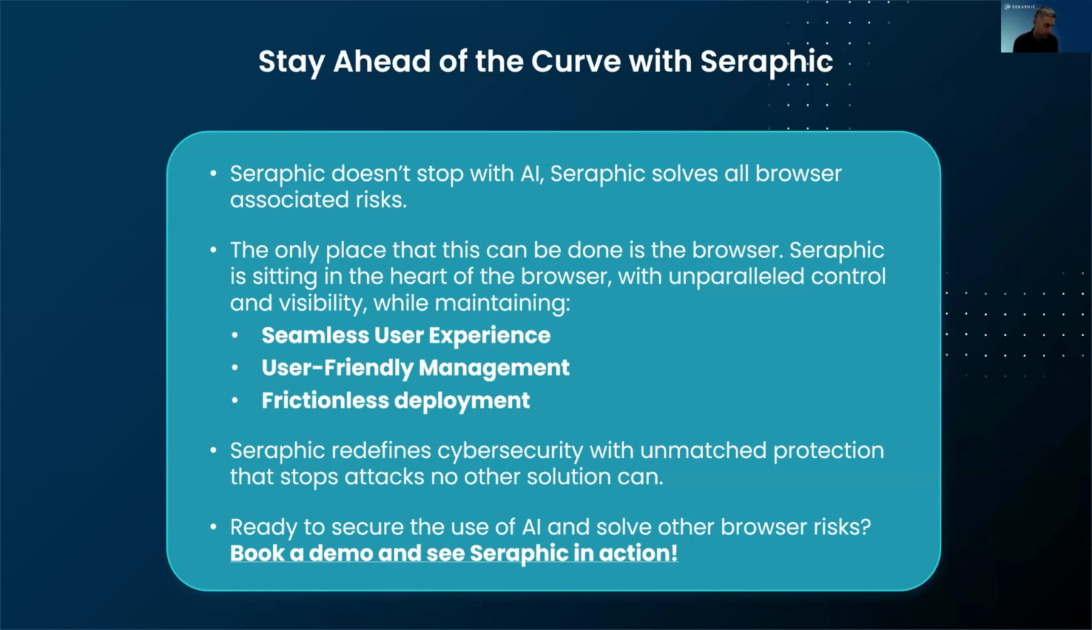This is the only place that full visibility and control into AI could be done is within the browser. Seraphic is sitting within the heart of the browser. We're sitting on top of the JavaScript engine, which allows us unparalleled visibility into everything the user is doing and control, obviously, while not changing the end user experience. One of the most important things here is that we want to stay seamless for the end user. If we change the end user experience, obviously things will not work well for them and they will not be happy with such a solution. So Seraphic has frictionless deployment, user-friendly management, seamless end-user experience.